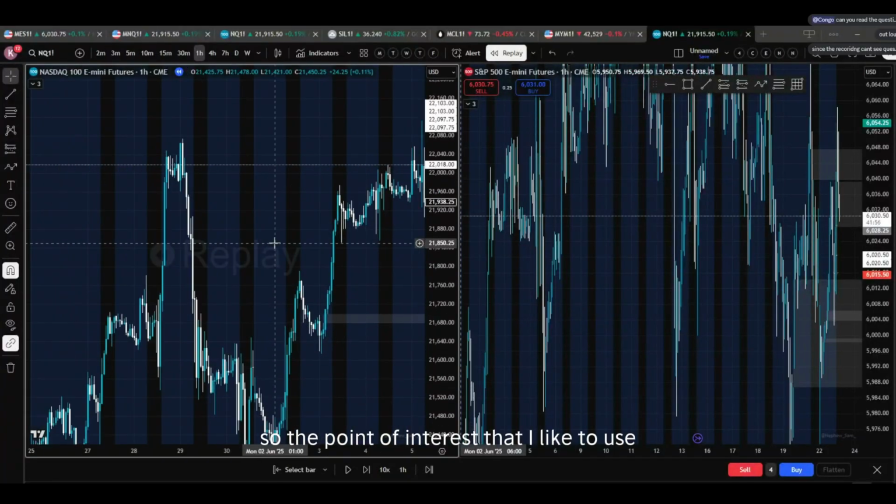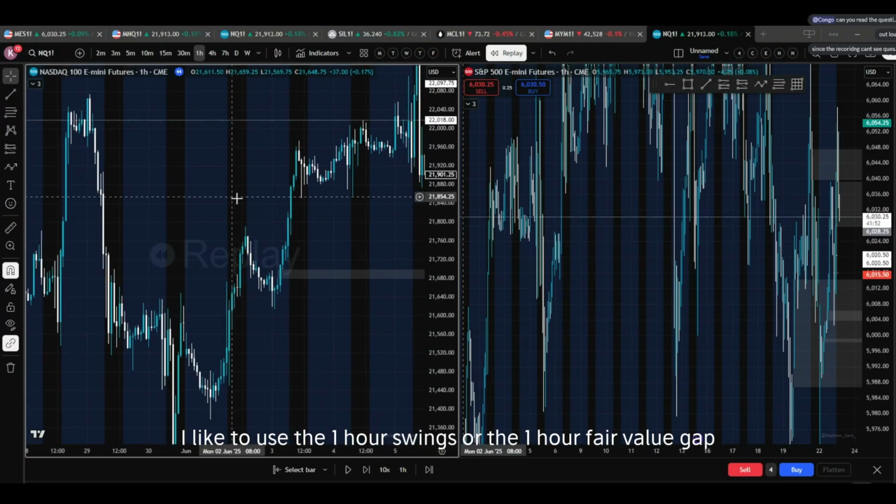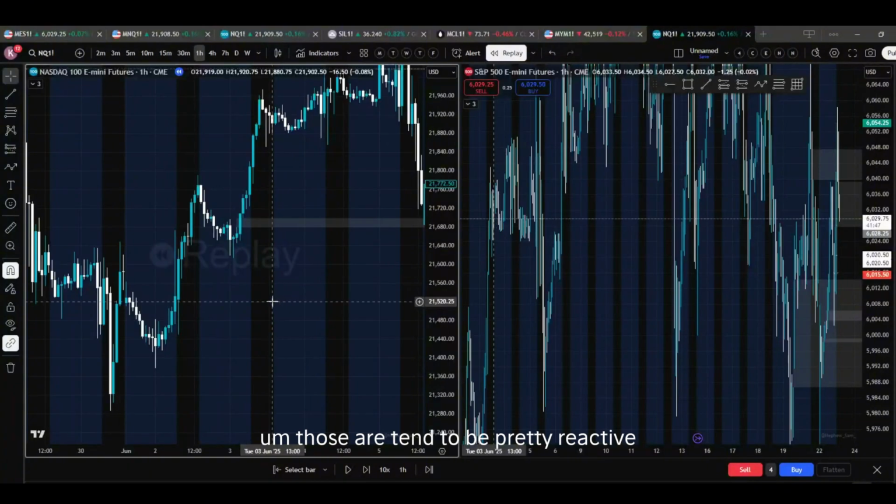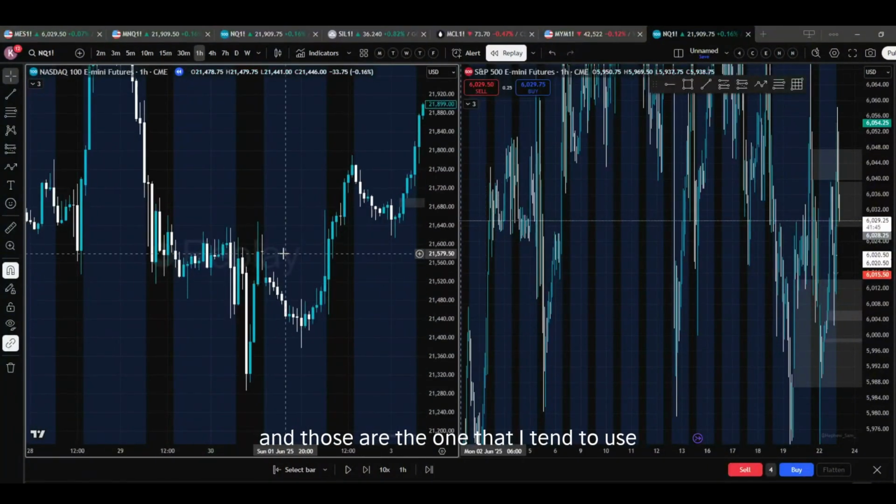So the point of interest that I like to use could be different for everybody. I like to use the 1 hour swings or the 1 hour fair value gap. Those tend to be pretty reactive, and those are the ones that I tend to use.